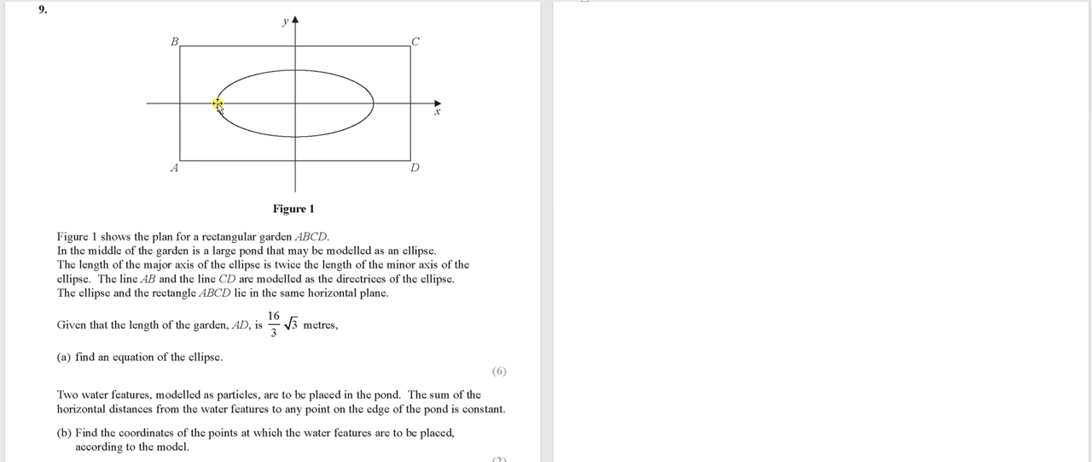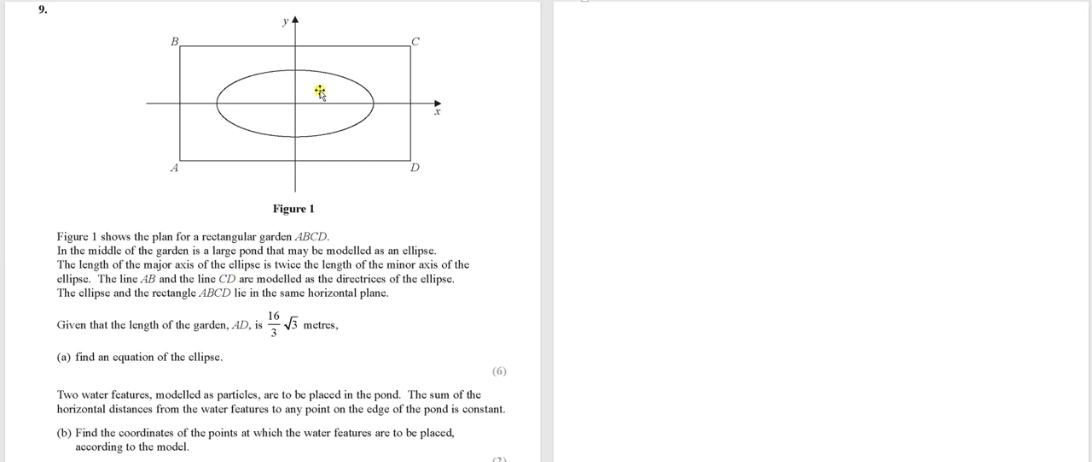We have a rectangular garden, ABCD, so the rectangle shown is the boundary of the garden, and then there is an elliptical pond. So this ellipse in the middle shows us the boundary of the pond. Inside the ellipse will be the pond itself, and the line shown, the curve which is the ellipse, is the boundary of the pond, the bank, if you like. The length of the major axis is twice the length of the minor axis.